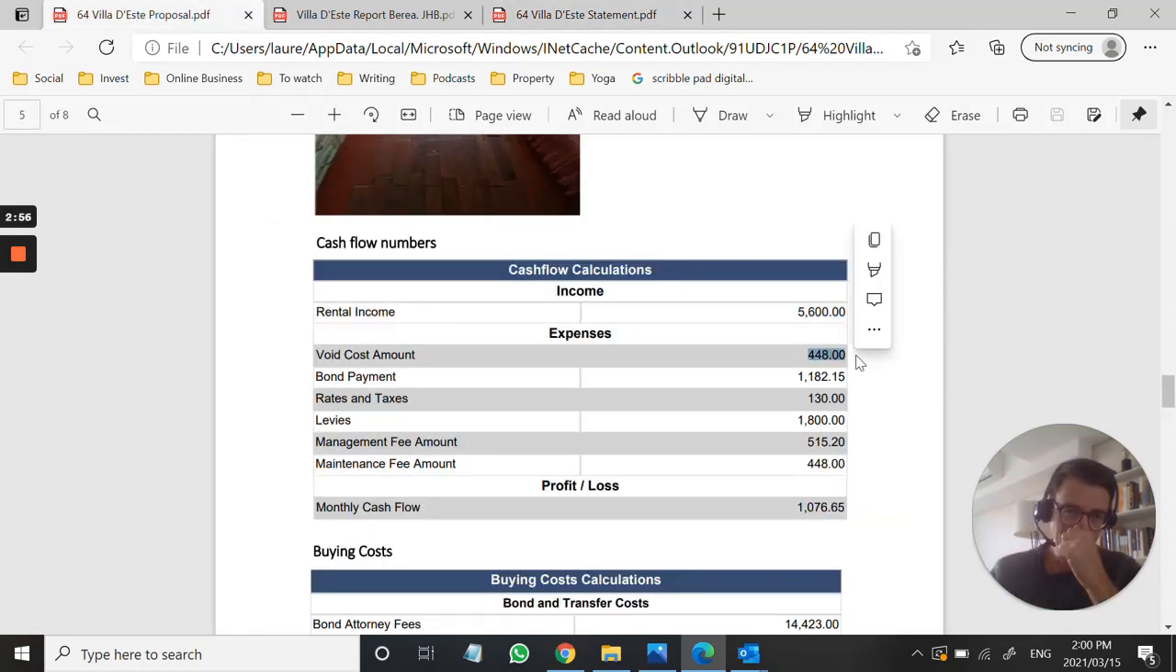He's used a void of about 8%, which is fair in Berea. Bond repayment, we'll look at just now. Rates and taxes, levies, those are quite high, but I can see that the building is well maintained. I can see from the images that it looks like the elevators are working, that the security is up and running. So as long as the money is being spent to upkeep the building, levies are not a bad charge. Management is probably about 8%, and then maintenance at about 8% as well. So his cash flow here is sitting at R1,000, which is absolutely perfect.